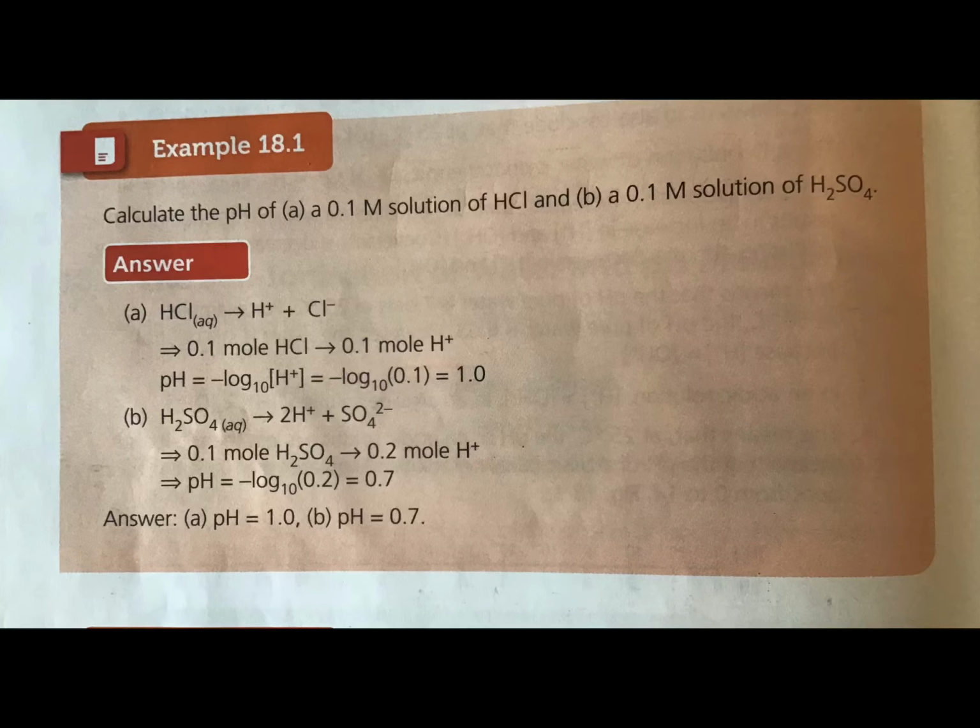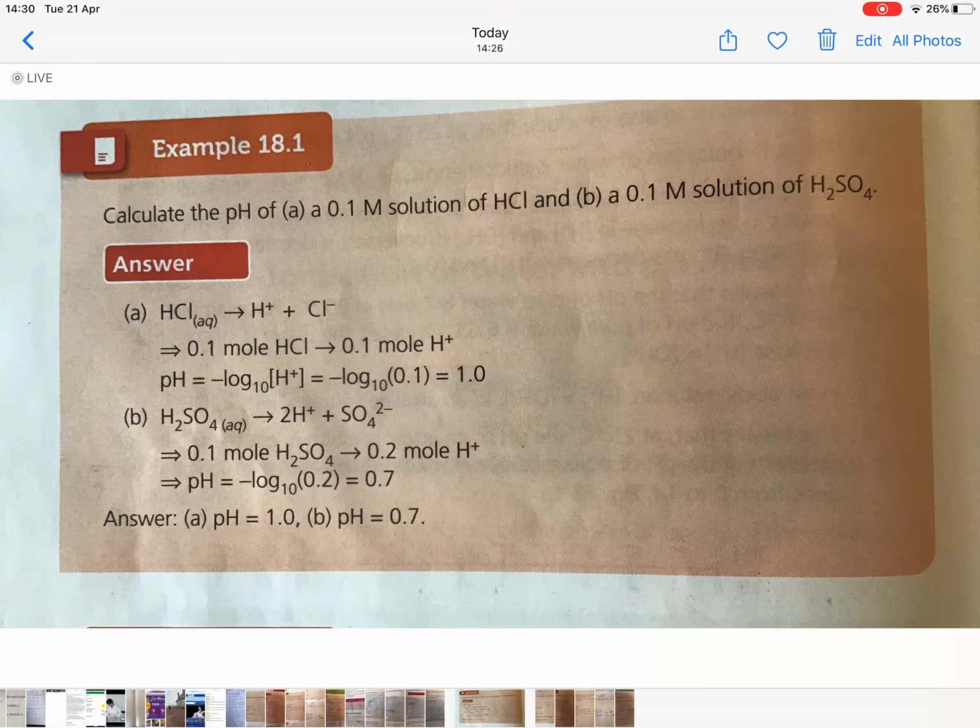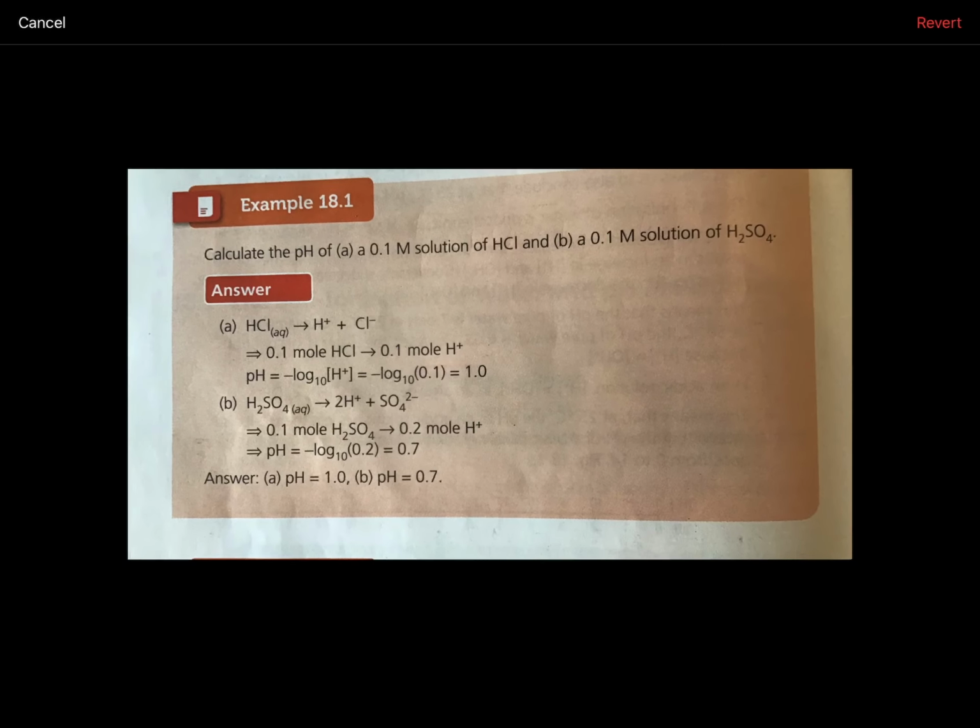Okay, so in this video today, I just wanted to run through the calculations that accompany chapter 18, which is pH and indicators. So I have used the revision book examples here. So this first example, 18.1, is on page 152 if you want to look it up. But I'm just going to go through it here now.